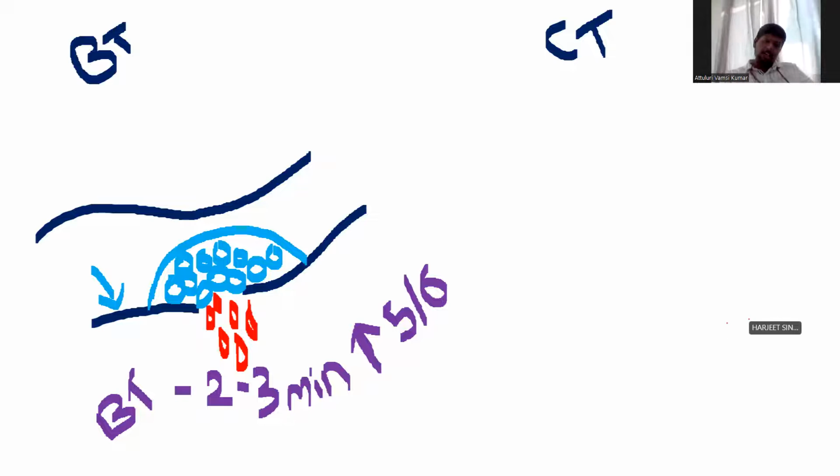Please, sir. Yeah. So what I'm saying is bleeding time and clotting time. In bleeding time, whenever there is damage to the blood vessel, there will be bleeding immediately. So blood will start oozing out. Now, the time taken from the onset of bleeding to the stoppage of bleeding is called bleeding time.